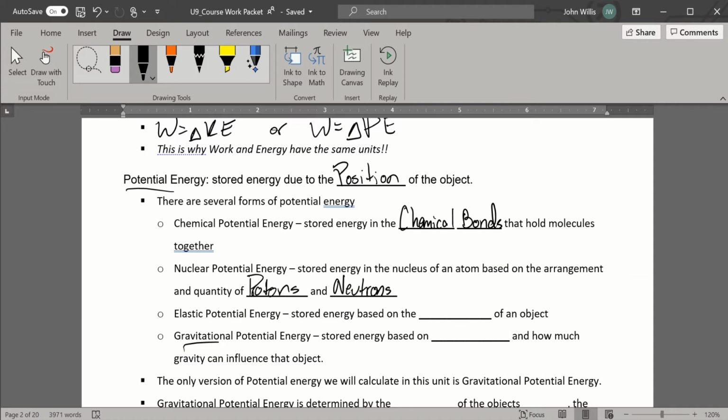Elastic potential energy is another one, right? You stretch a rubber band, it has the potential to snap back to its original place. You could even talk about springs having this sort of elastic potential energy, but it's all based off of, this is actually a term in physics, elasticity of an object.